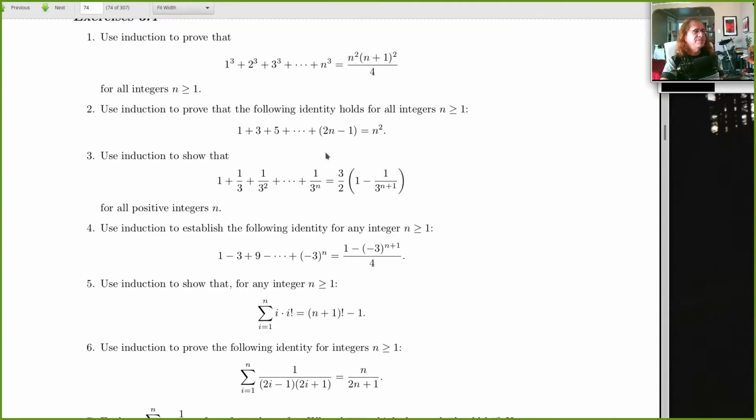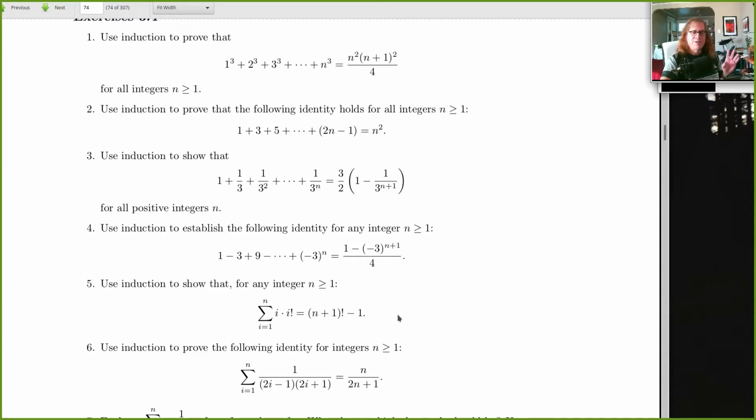Question 5 is a fun question involving factorial. Just remember, n factorial is the product of everything from 1 through n. So 3 factorial, that's the exclamation mark, is 1 times 2 times 3, that's 6. 5 factorial is 1 times 2 times 3 times 4 times 5, that's 120. It's probably the fastest growing function on most pocket calculators. So fun little formula: if you add up 1 times 1 factorial, 2 times 2 factorial, 3 times 3 factorial, all the way up to n times n factorial, you get the next factorial minus 1.